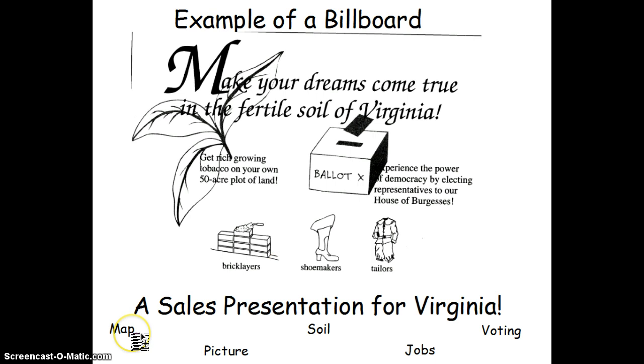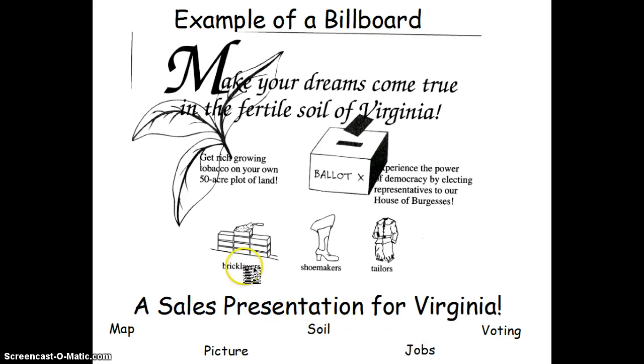Okay, so when you're thinking about what to include, maybe you can include a map of your colony or something from that area. Maybe it's a picture. It's going to be pictures. Like here I've got the ballot box, the bricklayers, shoemakers, tailors. I've got pictures to represent jobs or some of the other positive aspects of my colony. Talk about the soil. Do they have really good soil, poor soil? We know that farming, they had to grow a lot of their crops. So was it really good soil or not?